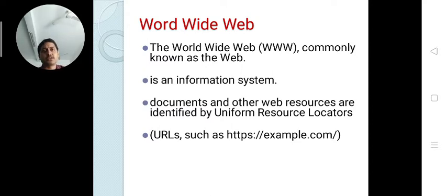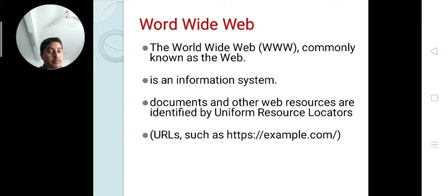Sometimes we get confused between World Wide Web and internet, and we think that both these topics are the same, but they are not the same. Internet is a very vast thing and World Wide Web is a service available on the internet. In short, it is written as www. It is commonly known as the web also. It is an information system, which means using World Wide Web we can get information from the internet.